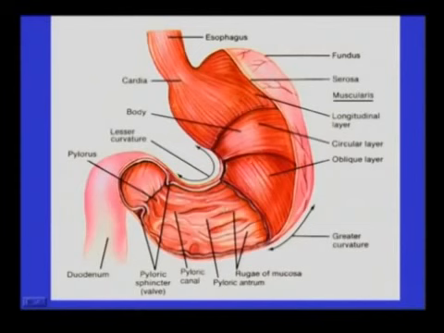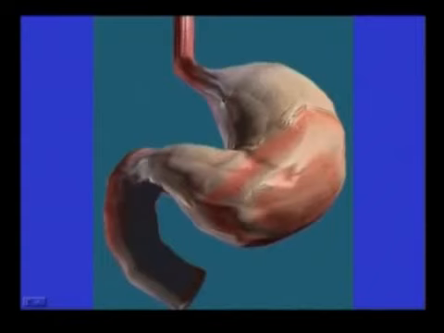Now the stomach is 25 to 30 centimeters long, and its basic characteristics are as follows. It is 16 to 22 centimeters in length, and 6 to 10 centimeters wide. The amount of content that can be found in the stomach is 1,300 cubic centimeters. The stomach weighs 130 to 140 grams.